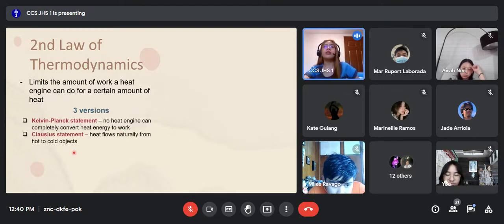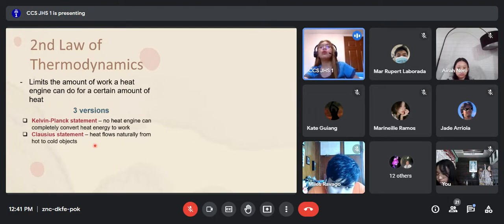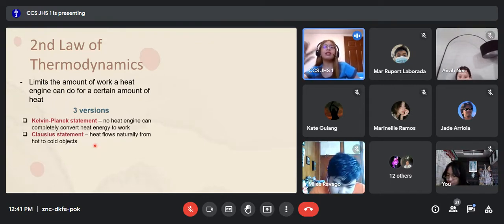Okay, that is true. Next, the second version from Clausius. Heat flows naturally from hot to cold objects. Naturally, the heat will flow from a higher temperature body to a low temperature body. Example, if a glass of hot water is placed on a table, it cools by itself later because the heat energy is transferred to the surroundings. If there is a temperature difference, thermal energy will flow and we call that heat transfer. So that is for Clausius.